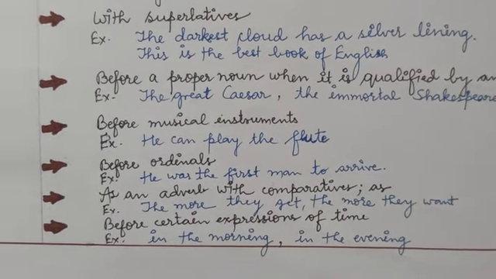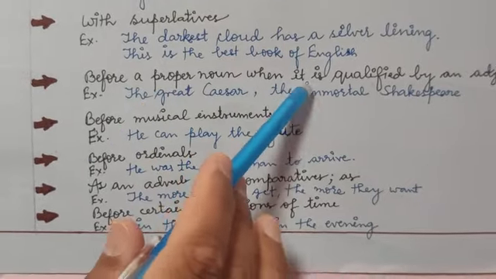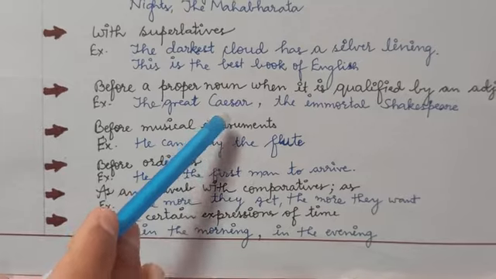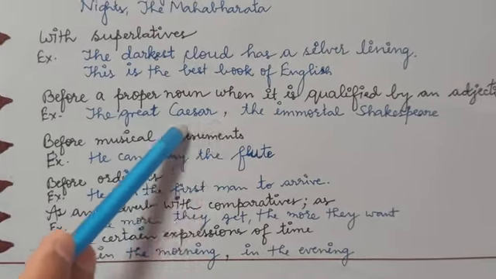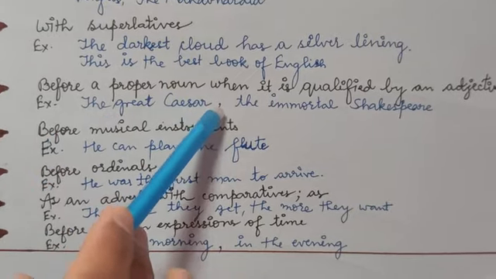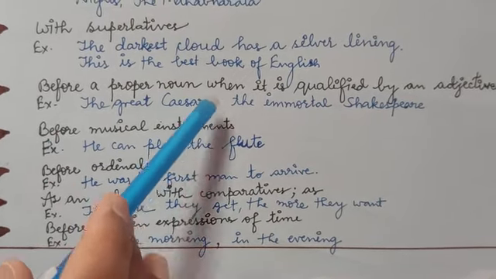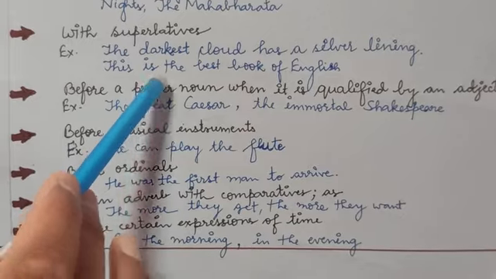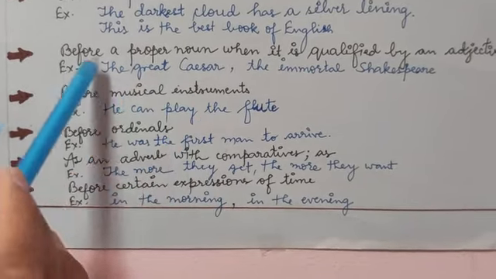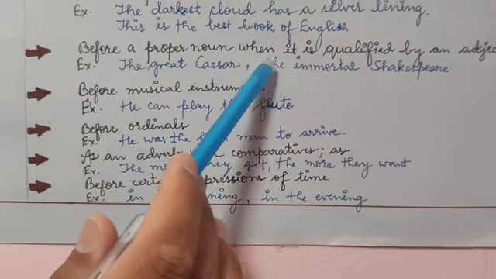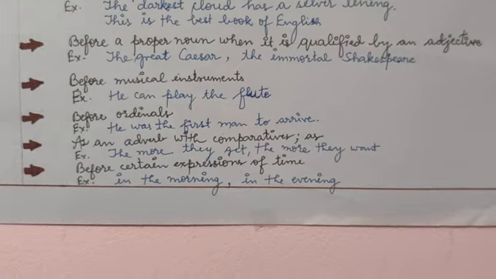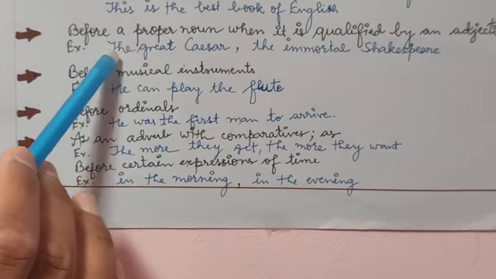Next, before a proper noun, when it is qualified by an adjective. So here you see Caesar is a proper noun. I'm just reading out the example: the great Caesar. Caesar is a proper noun, and before Caesar one adjective has been used. The adjective is great. So before a proper noun, when it is qualified by an adjective, we will use the definite article the. Here the has been used.